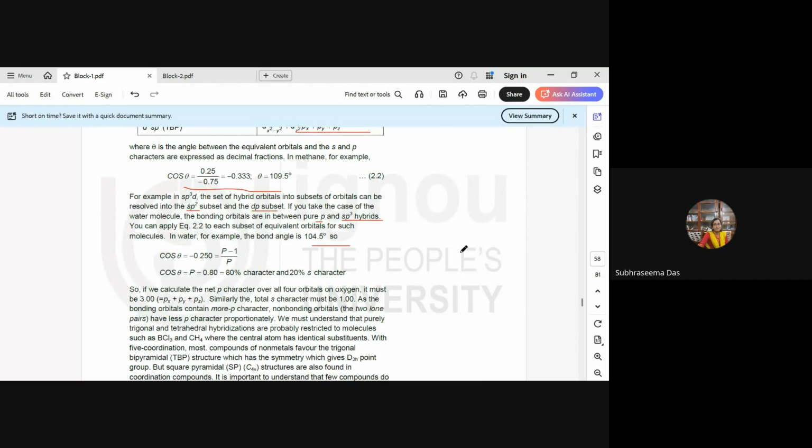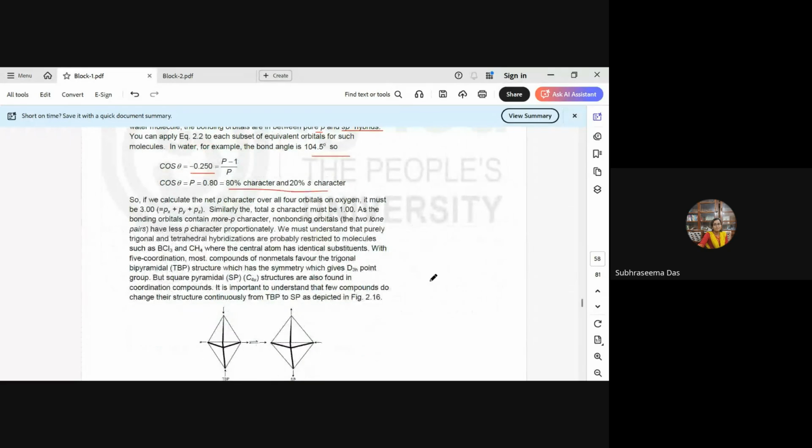So here in water, the bond angle is 104 degrees 5 minutes. So cos θ here is −0.250, and for p it is 0.8, which indicates 80% p character and 20% s character. If we calculate the net p character over all four orbitals in oxygen, it must be 3, because it is px plus py plus pz, and the total s character should be 1.